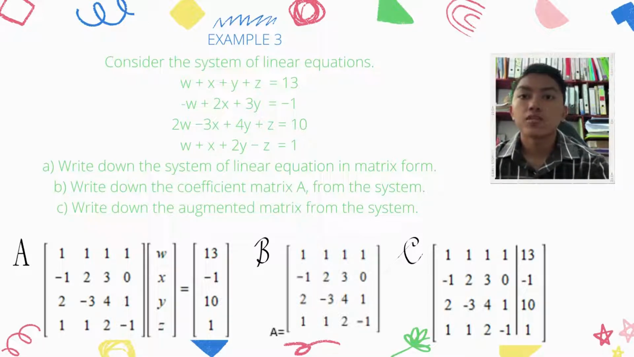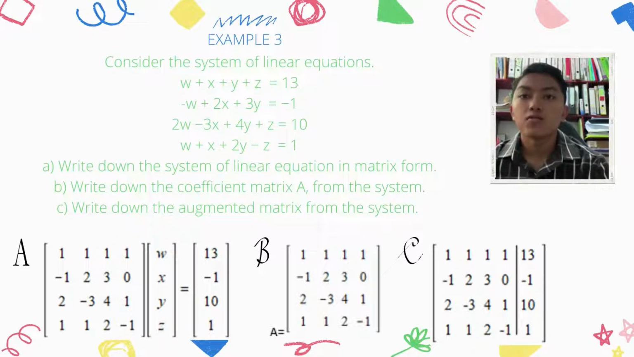Matrix A is the coefficient matrix, so we just fill the value of W in column 1 and the value of X in column 2 and the value of Y in column 3 and the value of Z in column 4. Matrix X, we just put the variables W, X, Y and Z. And for matrix B, we just fill the constant values, that is 13, negative 1, 10 and 1.